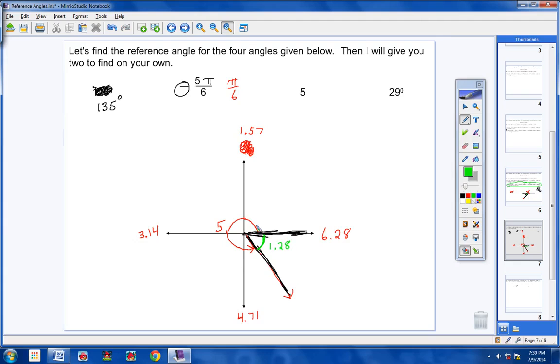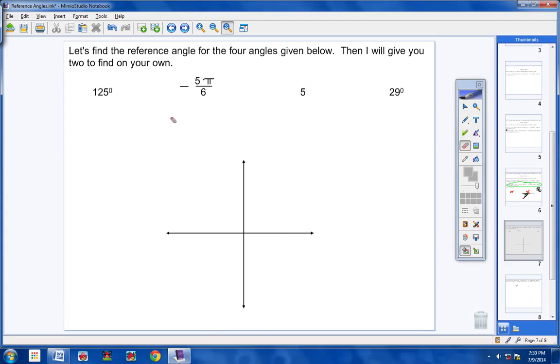Think about it. From here to here is 5, and then you go 1.28 more, and you have 6.28. So the reference angle for 5 would be 1.28. Okay? All right, last one, and I'll give you 2 to try on your own.